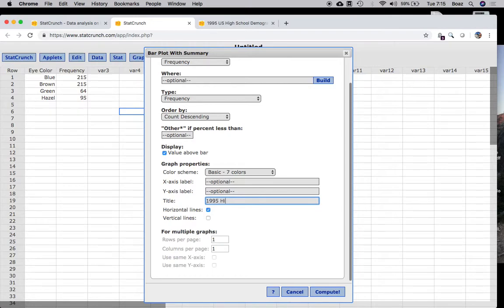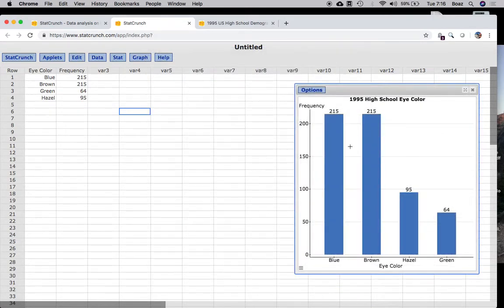1995 high school eye color for the title. We generally want horizontal lines for this. Or no, why did it say horizontal line? Oh yeah, we have horizontal lines going across here, and then the vertical bars going here.